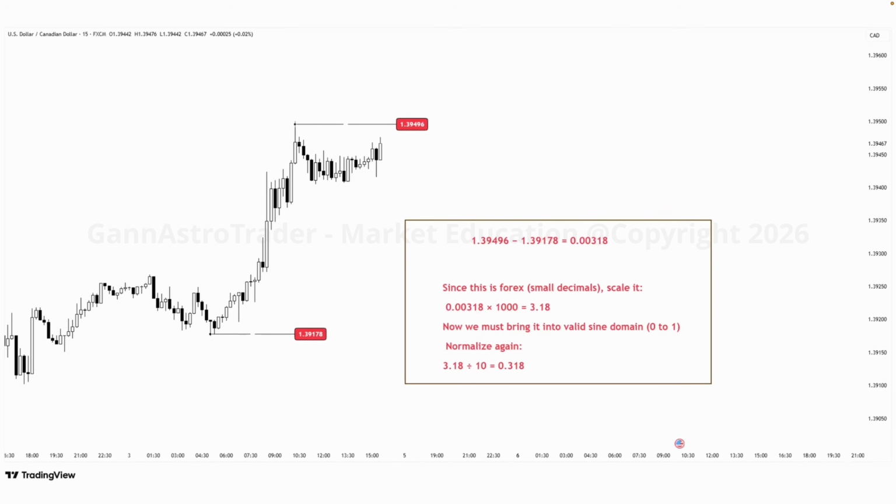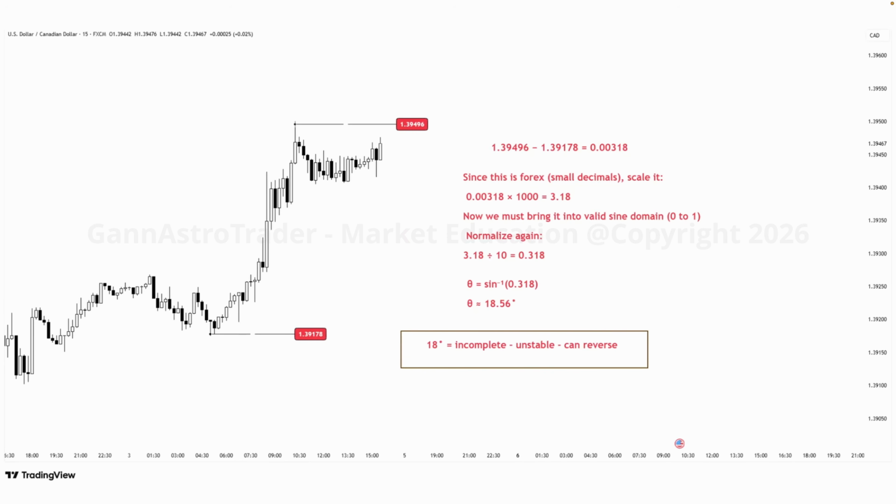Using the sine inverse relationship, the range is transformed into an angular value. This shifts the perspective from linear measurement to geometric positioning. The result is not just a number, but an angle that represents where this movement exists within a cycle. This is the key transition from price to structure.